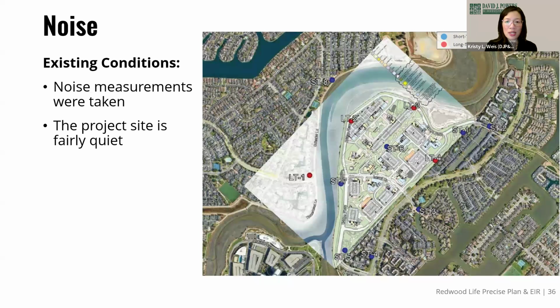The next one's for noise. So 4 long-term and 8 short-term noise measurements were taken at various locations on the project site. And this aerial map identifies those. The noise measurements were taken on the project site and within the adjacent residential neighborhoods southeast of the project site and west of the project site across Belmont Slough. The long and short-term noise measurements show that the project site is fairly quiet. Next slide.